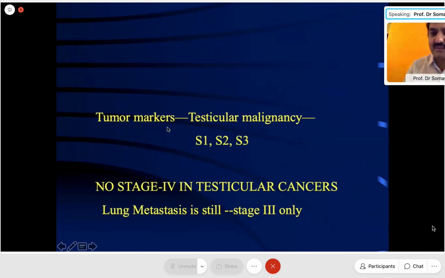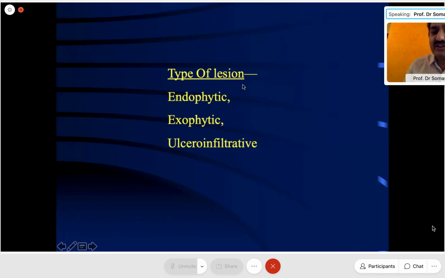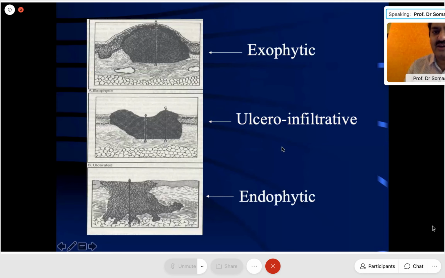Tumor markers are very, very important in testicular malignancies. We have S1, S2, S3. Even if there is a lung metastasis in testicular malignancy, it is only stage 3. So you can go back and read the staging for testicular malignancy, germ cell tumor. The type of lesion also needs to be analyzed: endophytic, exophytic, ulcer-infiltrative. Exophytic are well differentiated, with better outcome. Ulcer-infiltrative is poor. Endophytic, in case of larynx, could have paraglottic space or pre-epiglottic space involvement, which makes it T3 minimum. In head and neck cancer, T3 directly goes to stage 3, even though node is negative.